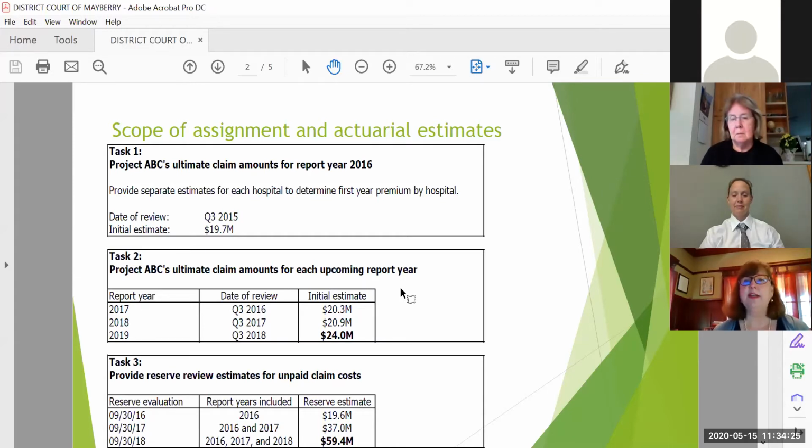The final estimate I calculated was $19.7 million, which was divided between the 4 hospitals. This represented the claim costs, including indemnity amounts and legal expenses, that ABC would ultimately pay for claims reported in 2016, discounted to reflect the time value of money. This was the number I presented to ABC in my actuarial report of 250 pages, including exhibits.